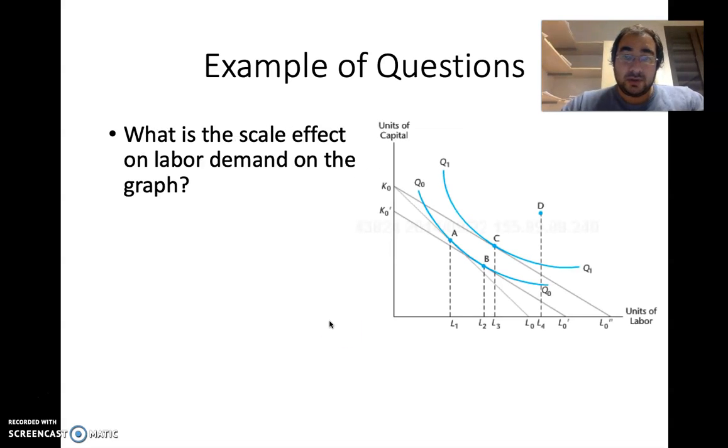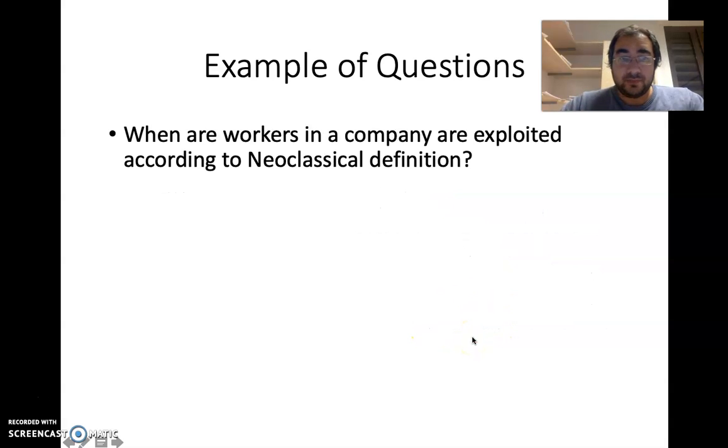What is the scale effect on the graph? It is the L2, L3. I mean, the lines are parallel, so there is no substitution effect. So the production level has increased since the isoquant represents here higher quantity. So L3 minus L2 is the scale effect.